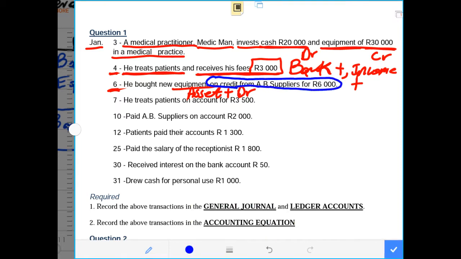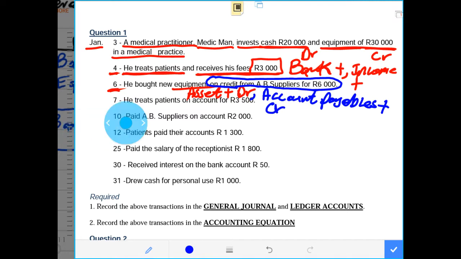And whenever you buy something on credit, liabilities will be affected. And those liabilities are called account payables. So that means account payables will increase, because it's liabilities, since we bought this new equipment on credit. Therefore, the liabilities of the business will increase. And we know that account payables increase on the credit side.